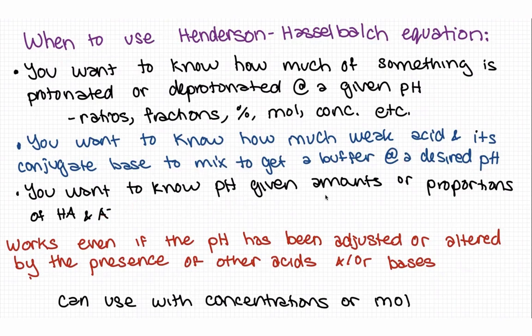The Henderson-Hasselbalch equation is great for a number of different reasons, and one is that it works even if the pH has been adjusted or altered by the presence of other acids or bases. So we'll look at an example of what proportion of histidine side chain is protonated at a given pH. It doesn't matter why it's at that given pH, or what other acids are in that mixture to give it that specific pH. All that matters is that you know that pH. So it's really cool.